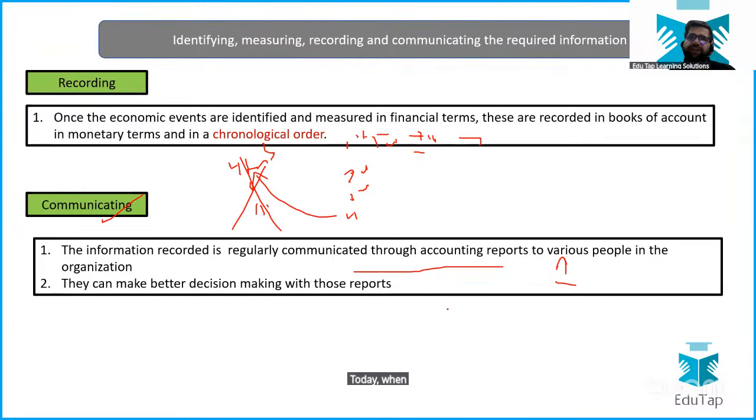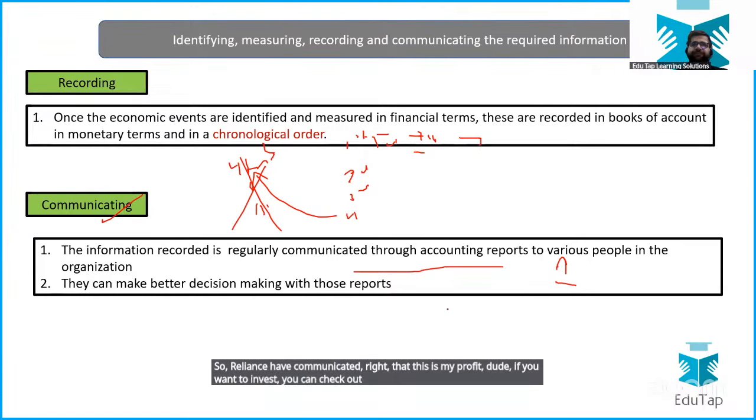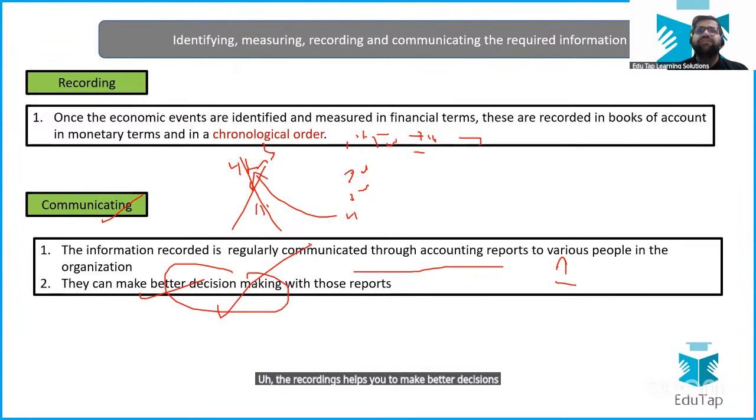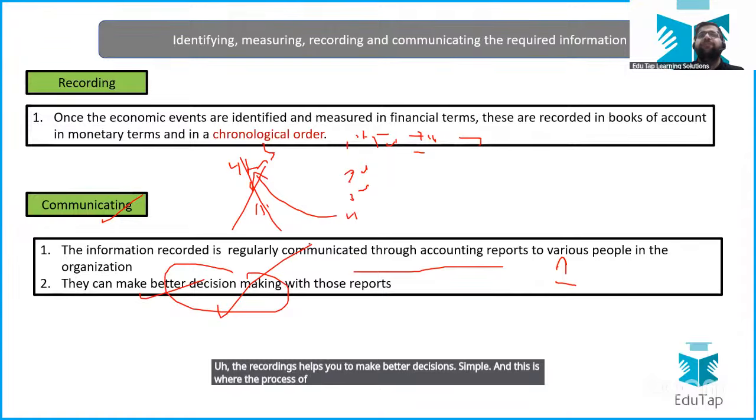Today, when the profit numbers are out, I compare it to the other company. And then I say that yes, Reliance is a very good company because their profits are rising. So Reliance has communicated, right, that this is my profit. If you want to invest, you can check my profits. And these reports or recordings help you to make better decisions. Simple. And this is where the process of accounting completes, right?